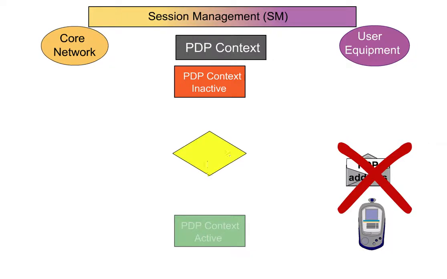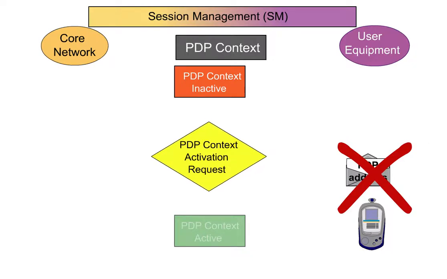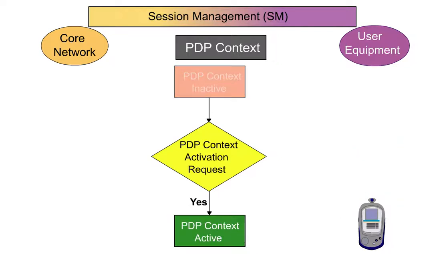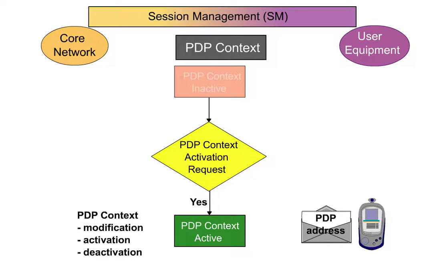After a successful PDP context activation request, the user equipment switches to PDP context active. The user equipment is assigned a PDP address. Now, the user equipment can be contacted, and the routing and locating information is updated as soon as the user equipment changes its location. In the PDP context active state, the existing PDP context can be modified.